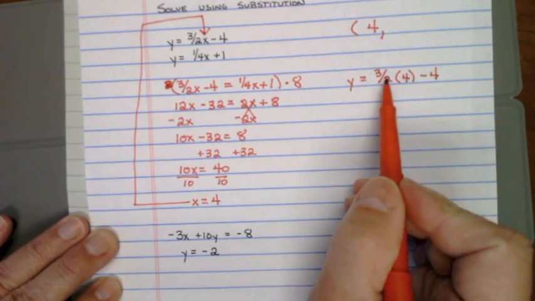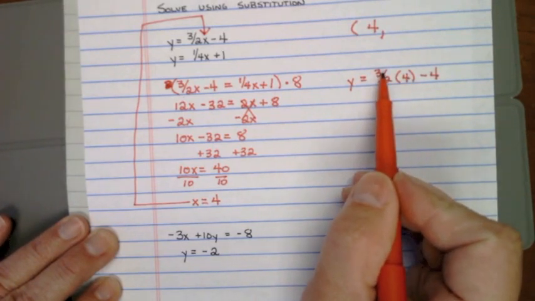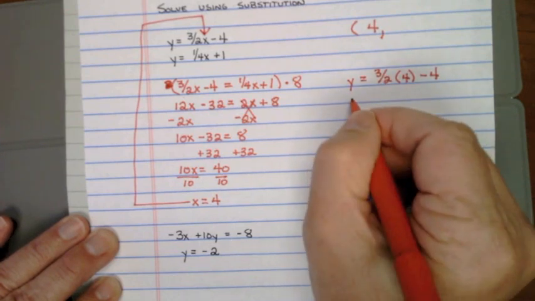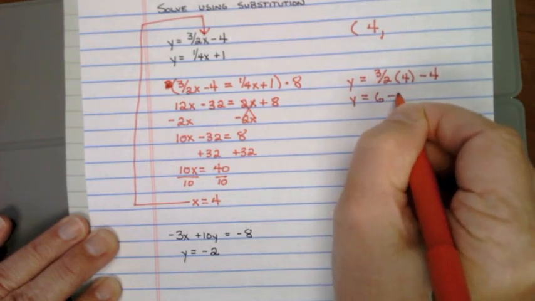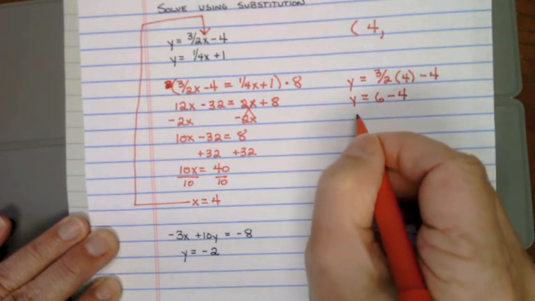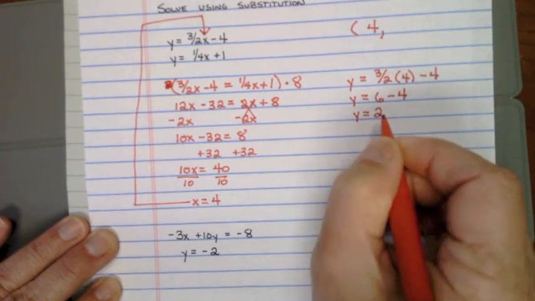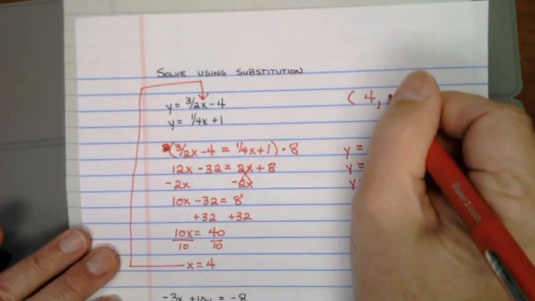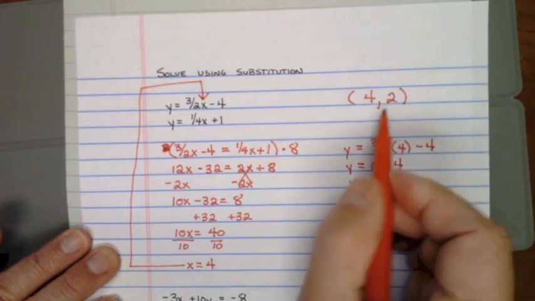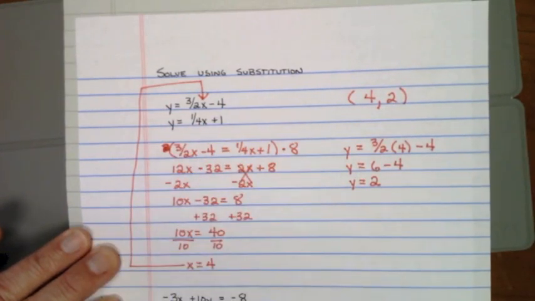Take this 4 and multiply it by 3 halves. 4 times 3 is 12, divided by 2 is 6. Y is equal to 6 minus 4. And 6 minus 4 is 2. That's my y coordinate for this problem. This is the point where these two lines intersect. And I did this by using substitution instead of graphing it on a piece of graph paper.